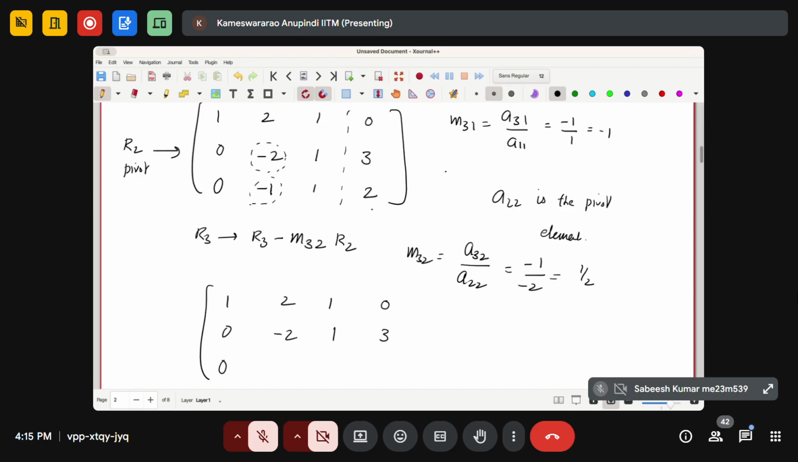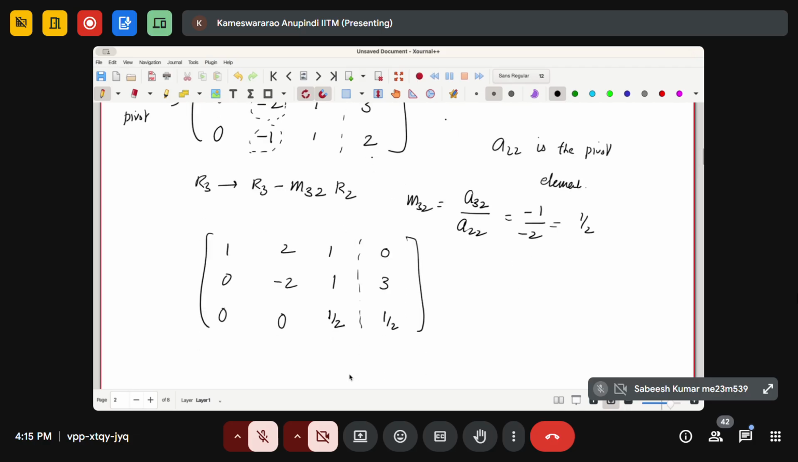Then you have -1, minus of -2 times 1/2, that's going to be -1 plus 1, that's going to be 0. This is going to be 1 minus 1 by 2, that's going to be 1 by 2. And this is going to be 2 minus 3 by 2, right? That is going to be, again, 2 minus 3 by 2 is going to be 1 by 2, right? 3 minus 1.5, so that is 1 by 2.